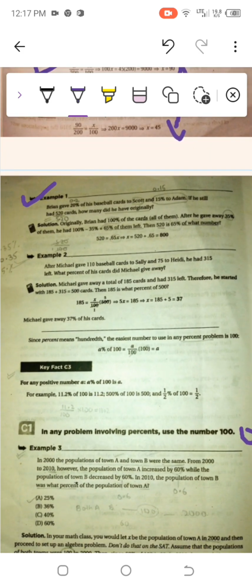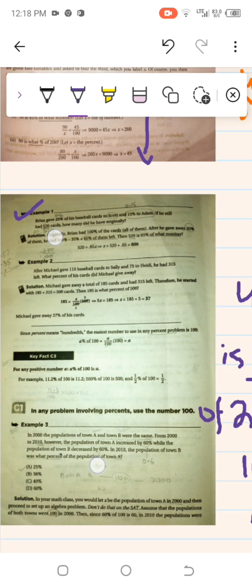They have said that if Berin gave 20% of his basketball cards to Scott, अगर बेरी ने 20% बास्केटबॉल कार्ड दिया है किसको? स्कॉट को. And 15% of Adam, आदम ने कितना दिया है? Adam has given 15%. If he still has 520 cards remaining, how much did he give originally? तो ओरिजिनल उसने कितने दिए होंगे? Okay, so we can find how many they had originally. So let's do this.